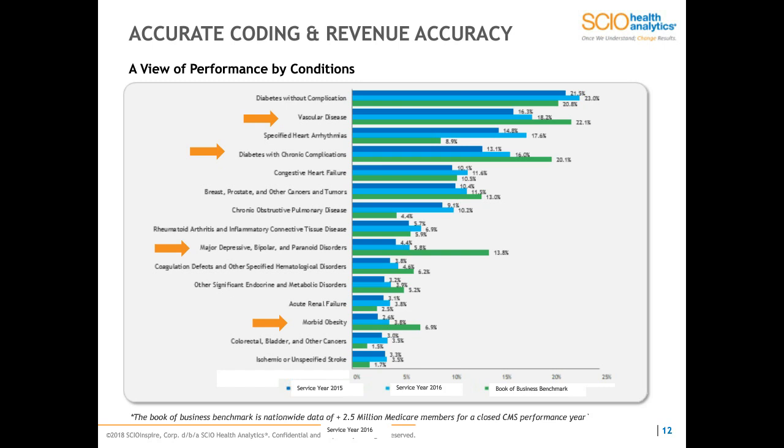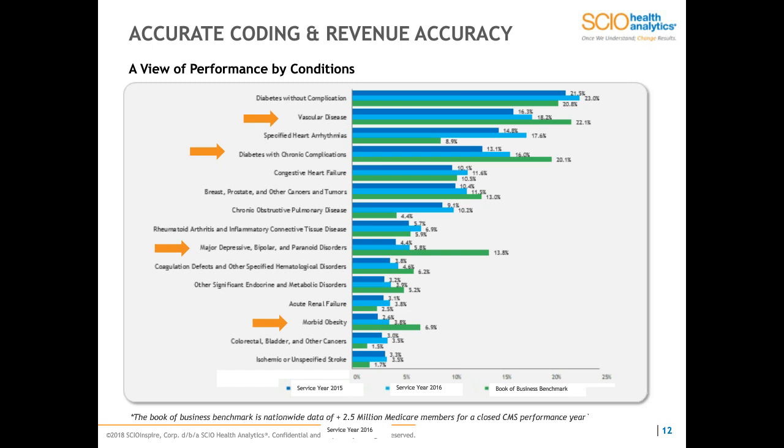But when I compare it to the book of business benchmark, I see a pretty big delta in a couple of areas. That tells me I need to spend a little more focus and attention on vascular disease, diabetes with chronic complications, major depressive bipolar situations, and morbid obesity. These tell me that I don't necessarily have the right focus and attention in those areas, and a program or additional support and outreach may be needed.